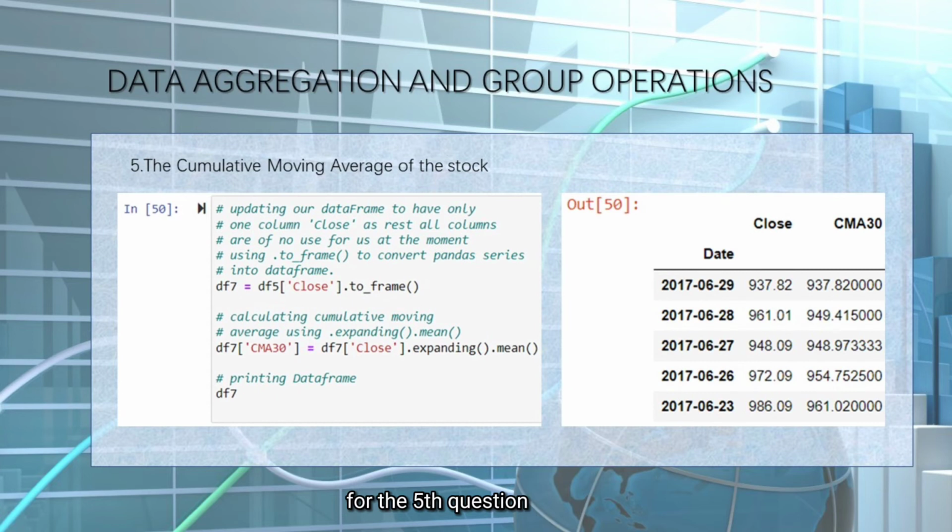For the fifth question, the cumulative moving average of the stock. While calculating CMA, we don't have any fixed size of the window. The size of the window keeps on increasing as time passes. In Python, we can calculate CMA using the expanding method. Therefore, to calculate CMA in Python, we will use the data frame expanding function. This method gives us the cumulative value of our aggregation function.